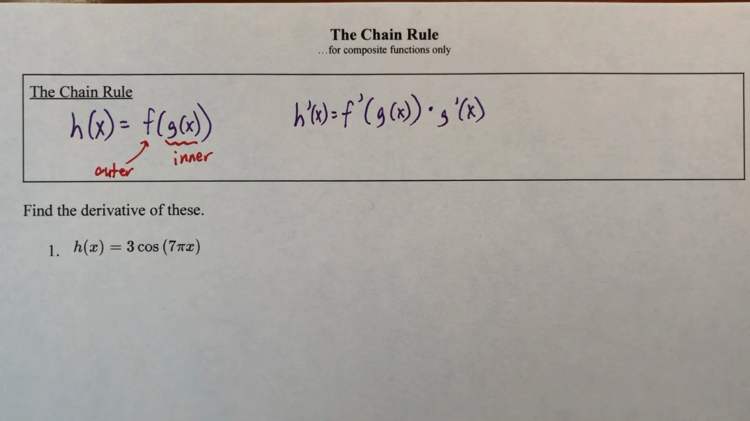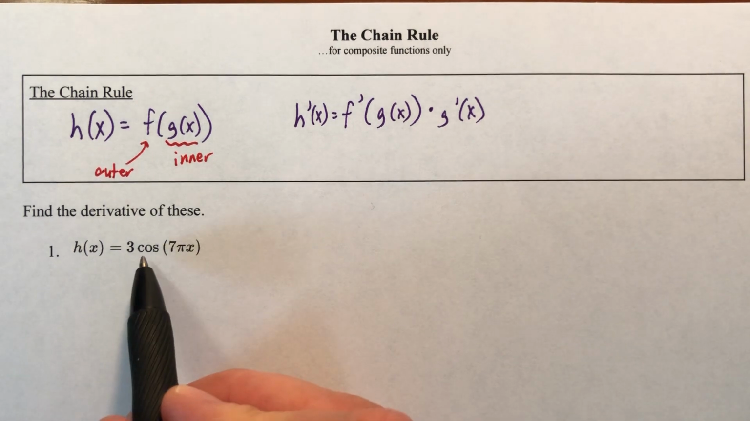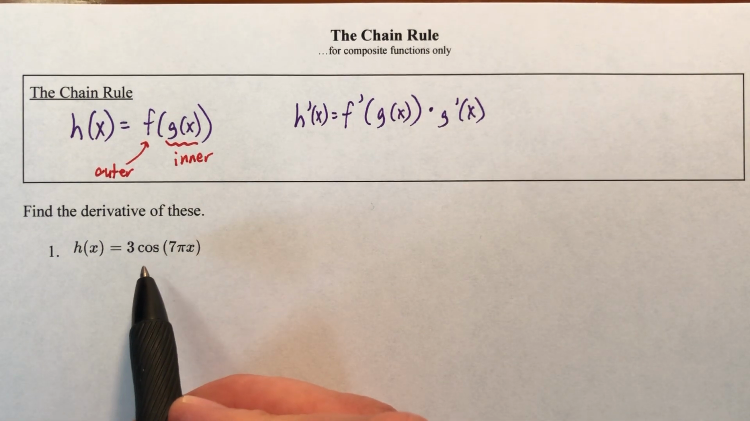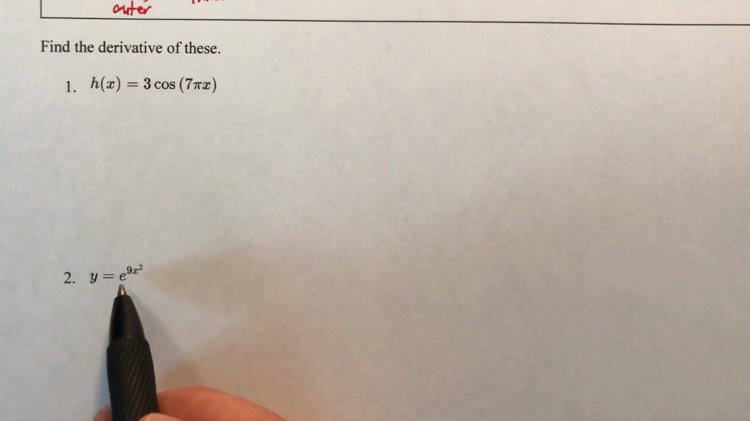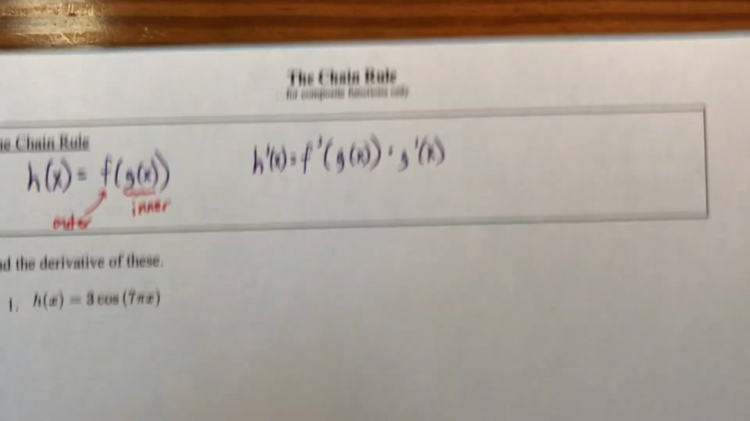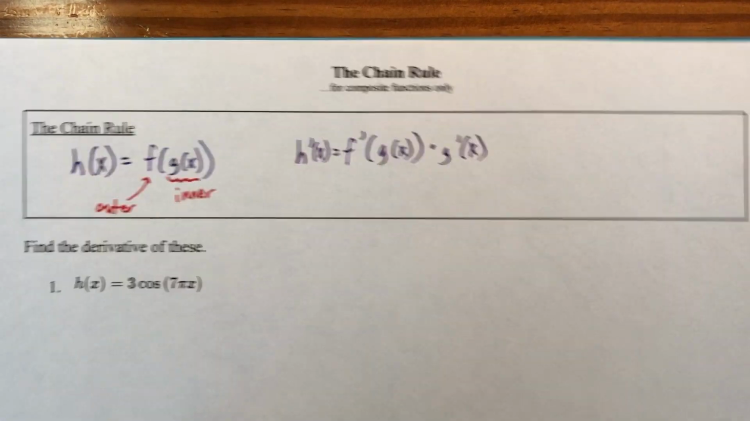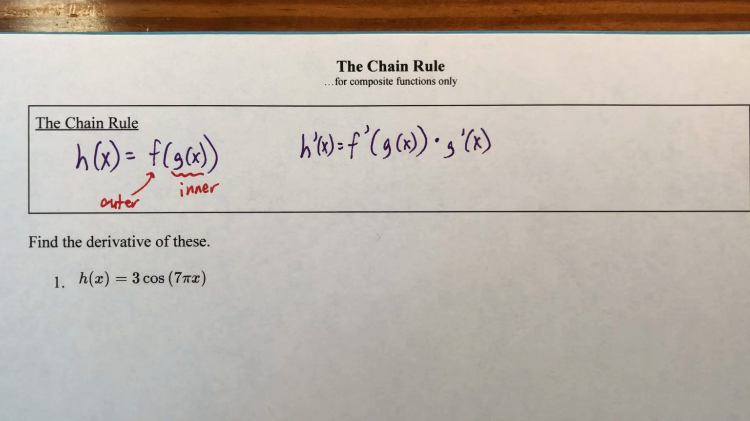So I might word it this way. I might say, what's the biggest thing happening? The biggest thing happening is, in this case, cosine, actually 3 times cosine. Or what's the biggest thing happening? Well, e to the something. And that would be the outer function. Well, then the inner function would be the stuff that would eventually turn into the input of the outer function.